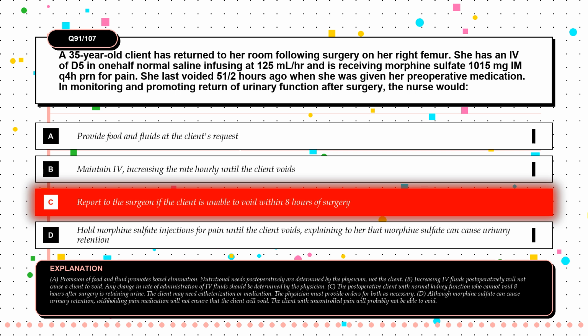C. The postoperative client with normal kidney function who cannot void 8 hours after surgery is retaining urine. The client may need catheterization or medication. The physician must provide orders for both as necessary. D. Although morphine sulfate can cause urinary retention, withholding pain medication will not ensure that the client will void. The client with uncontrolled pain will probably not be able to void.